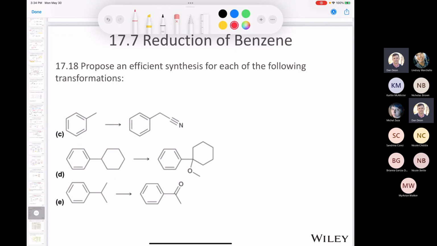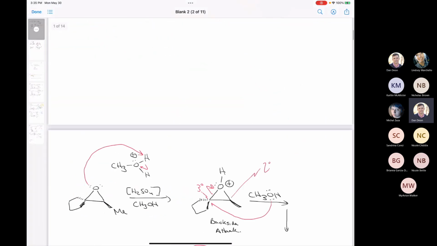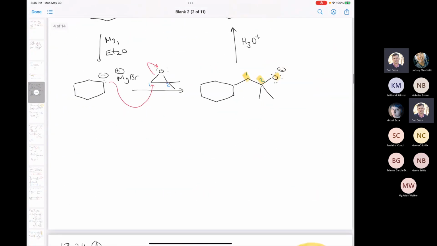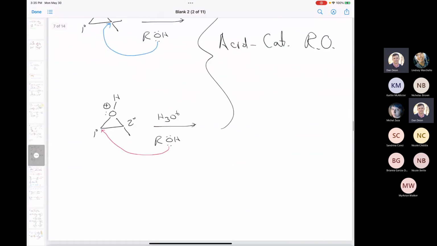Well, with all that in mind, let's turn our attention to some synthesis problems here. 17.18, none of these deal with Birch reduction. We'll talk about that in class on Wednesday, but I wanted to try a couple of synthesis problems here that deal with some benzylic chemistry. So I'm just going to go over to a blank document here quickly, scribble these down just so I have enough blank space.